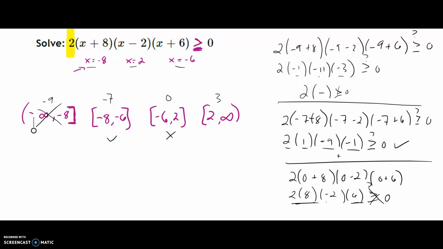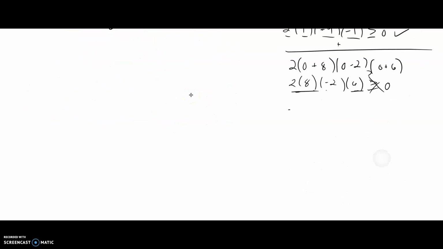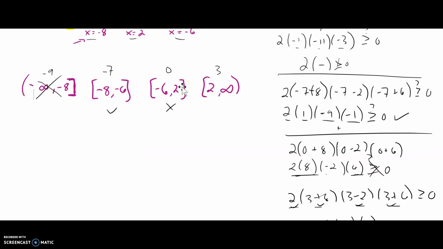And then you can kind of guess what's going to happen. This one is probably going to work, but we're going to test it just the same. So I'm going to choose my test value of 3. 2 times 3 plus 8. 3 minus 2. 3 plus 6. And in this case, everything's going to be positive, right? Positive, positive, positive, positive. So it's going to work. So when I multiply 4 positives together, it would be 2 times 11 times 1 times 9. Whatever that is, 22 times 9, it doesn't matter what that is. It just matters that it's a positive value. So that means that test value works. So that is my answer, those two sets.